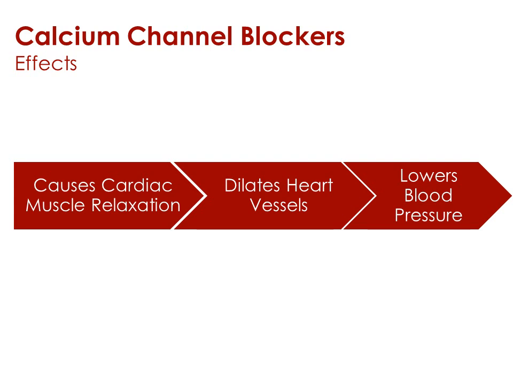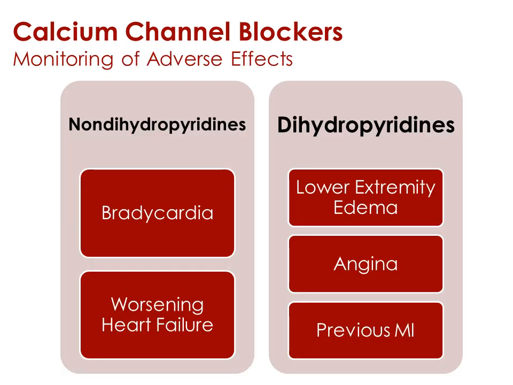Calcium channel blockers inhibit the entry of calcium into cardiac and smooth muscle cells. This results in smooth muscle relaxation and dilation, which leads to increased myocardial oxygen delivery and decreased blood pressure. There are two classes of calcium channel blockers, non-dihydropyridines and dihydropyridines. The non-dihydropyridines are verapamil and diltiazem, and they cause side effects such as bradycardia and worsening heart failure because they decrease heart rate and force of contraction.